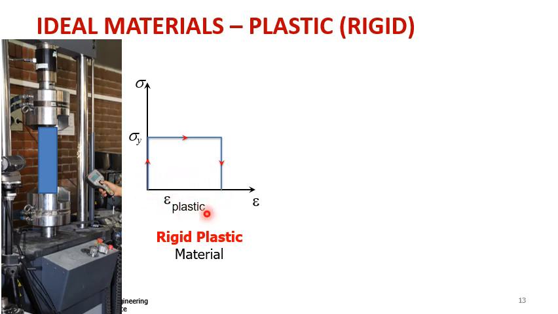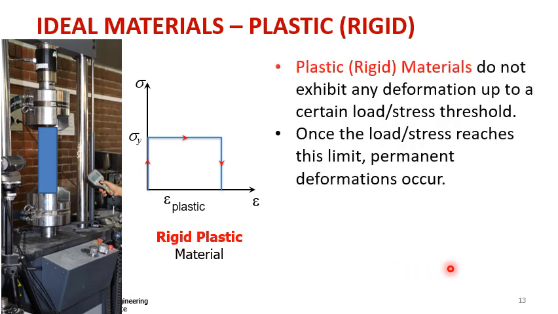So such materials are called plastic materials or perfect plastic or rigid materials. So in this case, as I explained, these materials do not exhibit any deformation up to a certain stress threshold, which we call yield stress. But once you reach that, permanent deformations, permanent strains will take place.